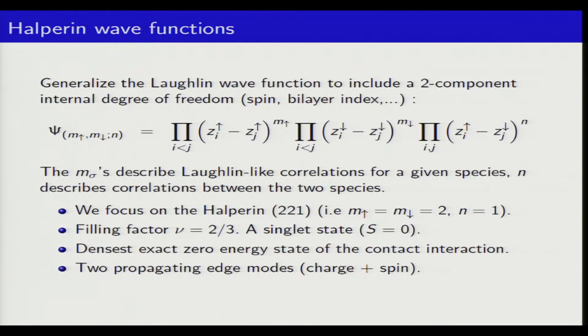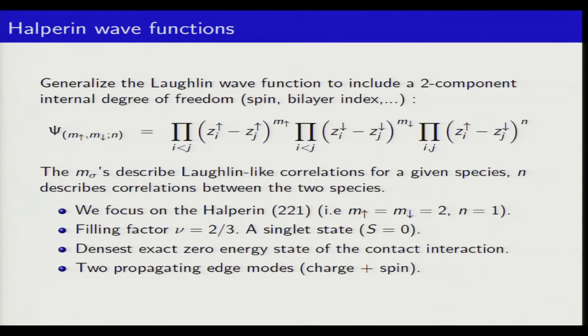Before that, I need to introduce a generalization of the Laughlin state when you have an internal degree of freedom. It's called the Halperin wave function, and this is the type of wave function that you write down. So now remember, we have bosons with a spin up and with a spin down. And you have some Laughlin factor for the spin up, a Laughlin factor for the spin down, and some inter-species correlation. And this integer here, the M should be even if you're dealing with bosons, just because your wave function has to be symmetric when you exchange two particles with spin up. Same story for the spin down, and there is no constraint on N.